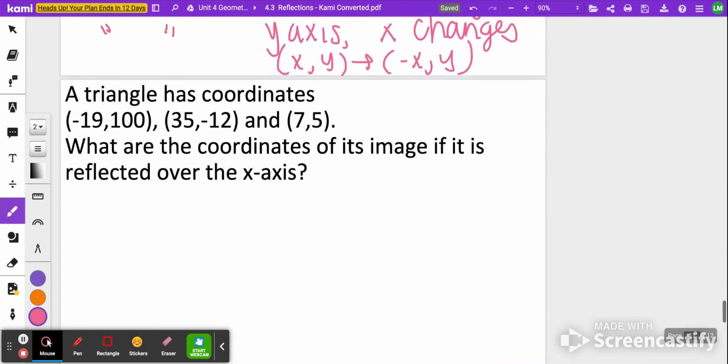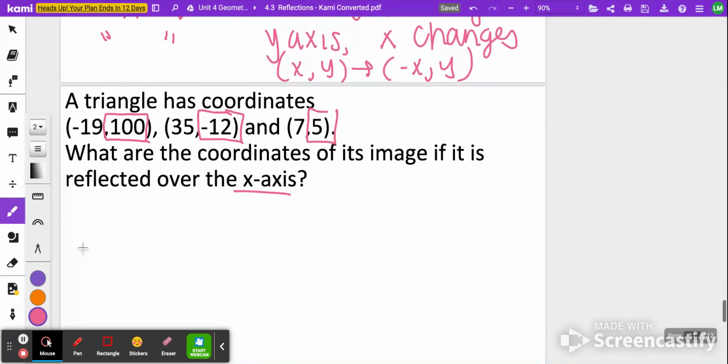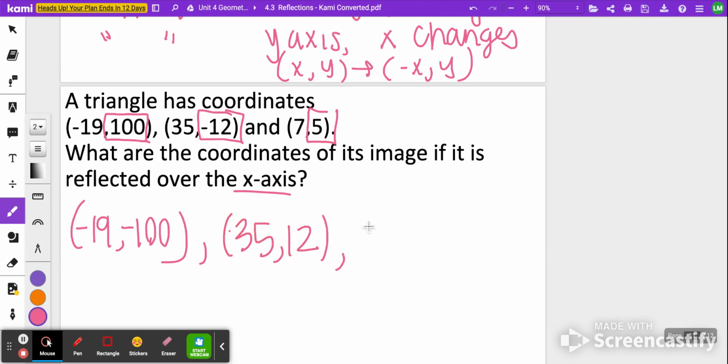A triangle has coordinates of negative 19, 100; 35, negative 12; and 7, 5. Whoa! What are the coordinates of its image if it's reflected over the x-axis? Remember, an x-axis reflection changes the y values, so I'm going to go ahead and circle those y values for you. Go ahead and tell me what would happen to those y values as we reflected across the x-axis and write down those points. All right, so my new points would be negative 19, negative 100, because again, that's changing it to its opposite. The next point would be 35, 12, and the final point would be 7, negative 5.